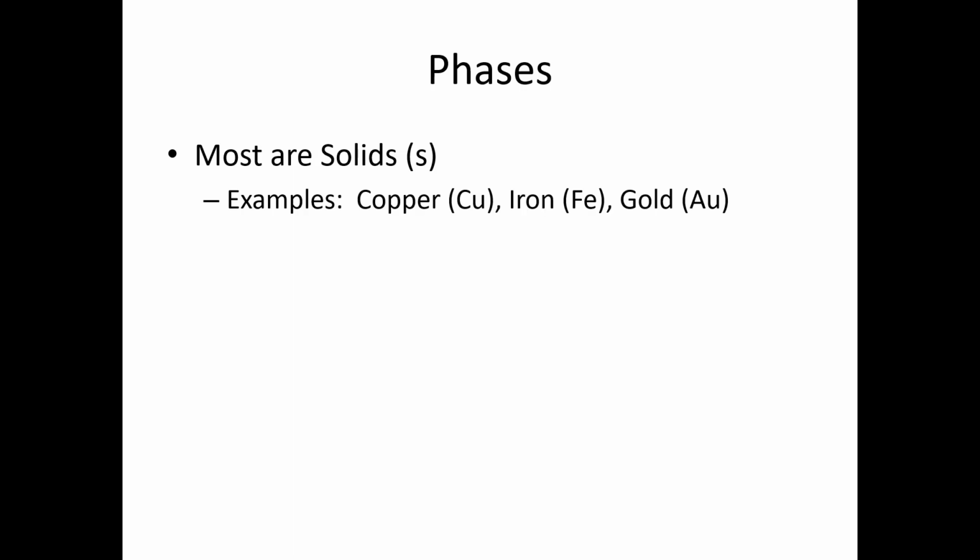So some examples of solids would be things like copper, which is symbol Cu, iron, which is symbol Fe for ferrum or ferric, and gold, like I used before, which is symbol Au.